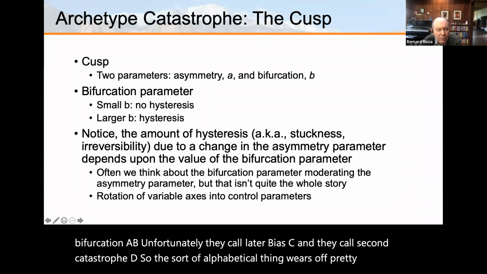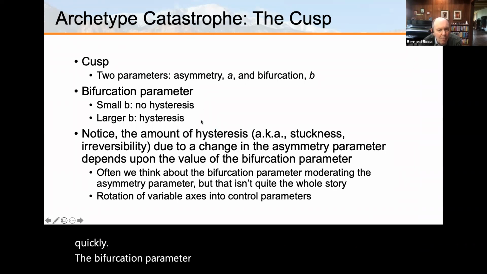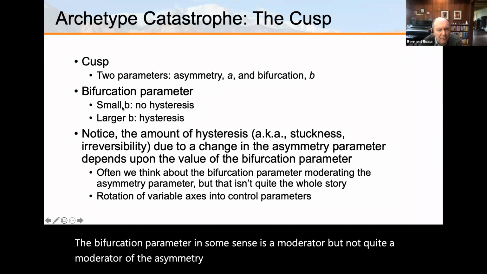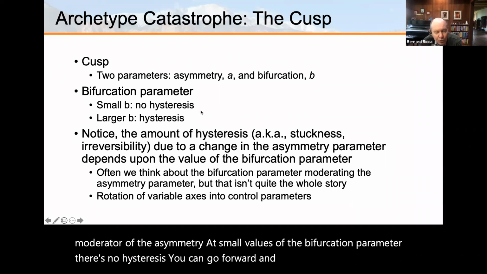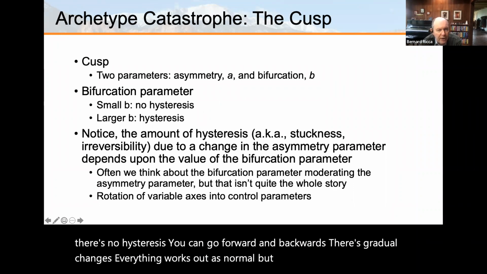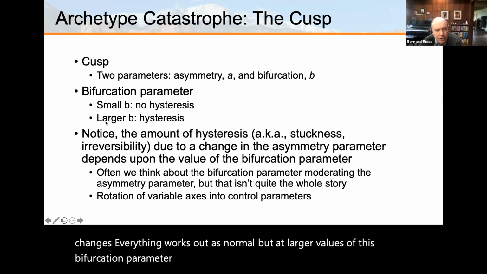The bifurcation parameter, in some sense, is a moderator, but not quite a moderator, of the asymmetry. At small values of the bifurcation parameter, there's no hysteresis. You can go forward and backwards. There's gradual changes. Everything works out as normal. But at larger values of this bifurcation parameter, you see the hysteresis.